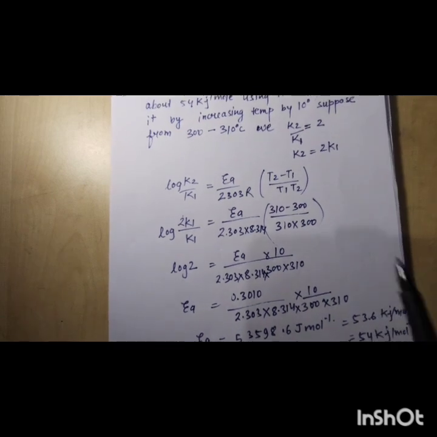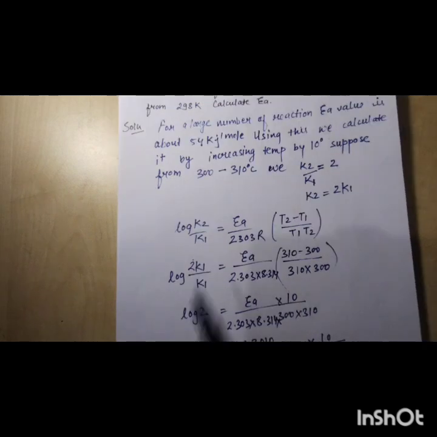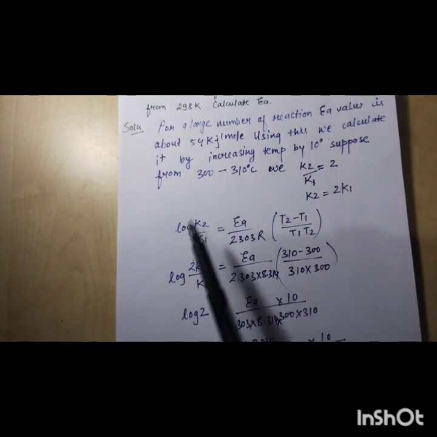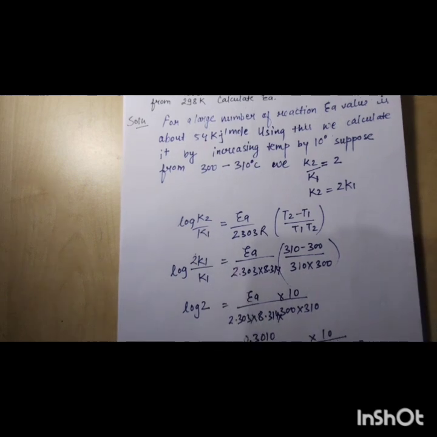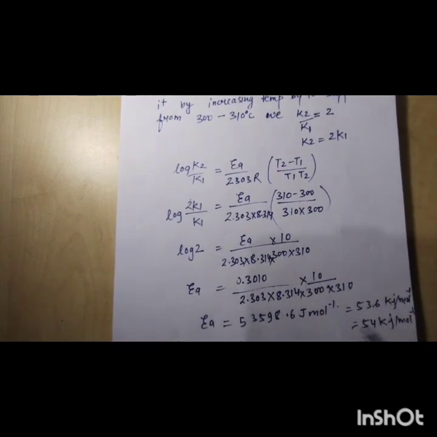So we can say that by increasing temperature by 10 degrees Celsius, K2 value becomes double the rate constant of the initial reaction. So this is the derivation, and in a general experiment it will be seen.